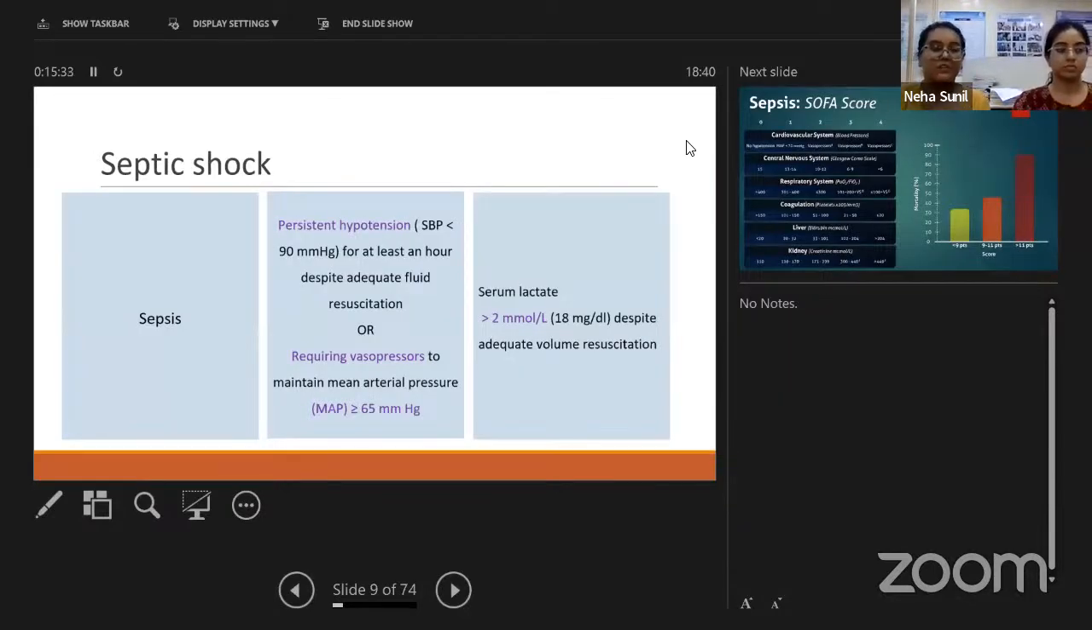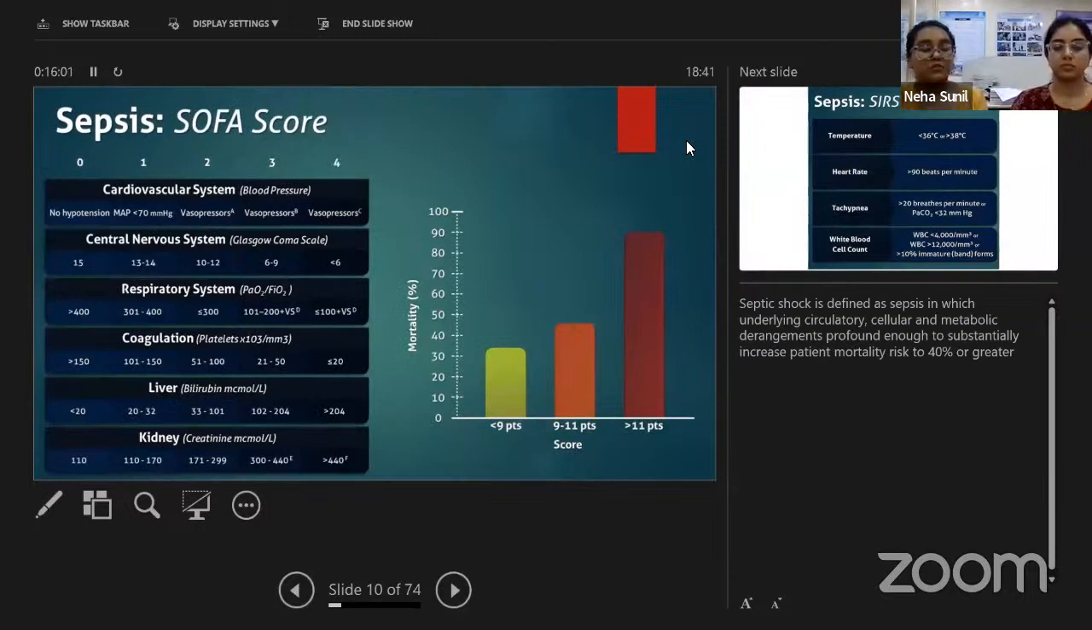Now, coming to septic shock, it includes sepsis with persistent hypotension of systolic blood pressure less than 90 millimeters of mercury for at least an hour despite adequate fluid resuscitation, or requiring vasopressors to maintain mean arterial pressure of more than or equal to 65 millimeters of mercury with a serum lactate level above 2 millimoles per liter despite adequate fluid resuscitation. The SOFA score, that is the sequential organ failure assessment score, assesses 5 organs with a score of 0 to 4.